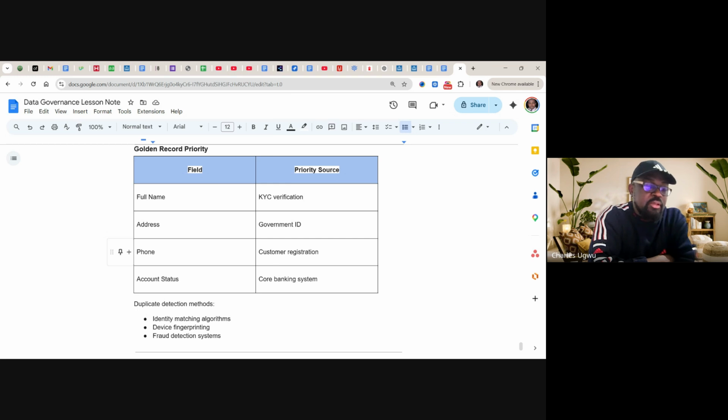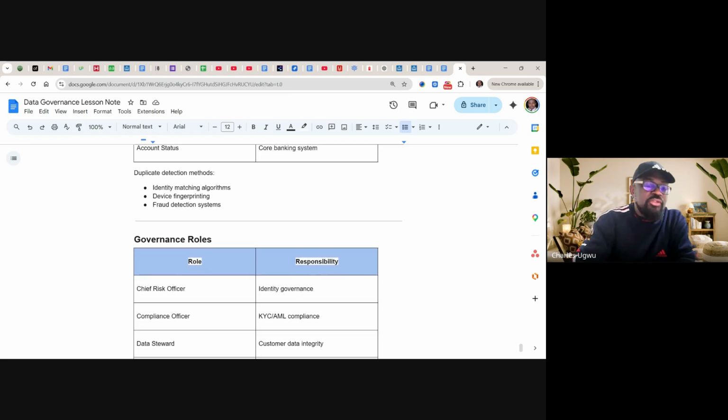Then device fingerprinting is a fraud detection system. So this is where, if you have any kind of duplicate, we can identify such duplicate and flag them off.